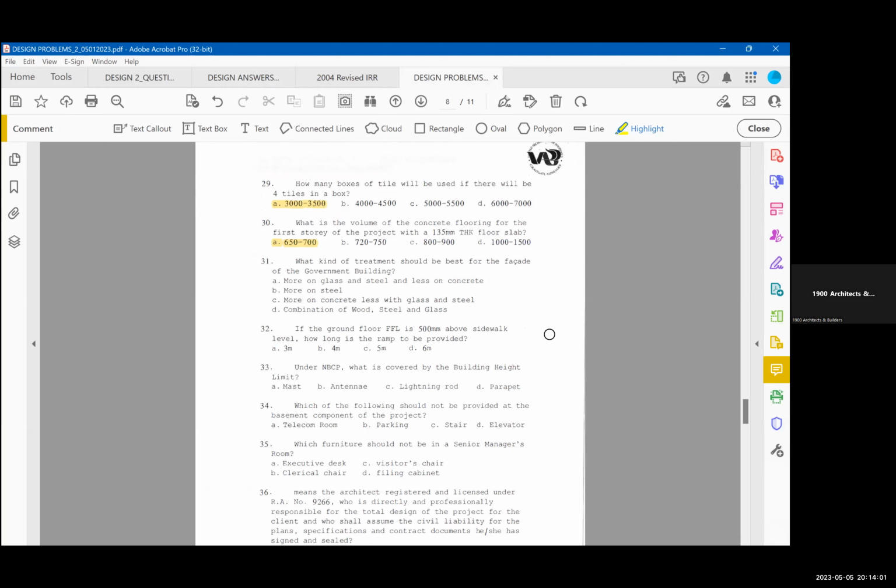Ito, tricky question na naman to. What should be the kind of treatment daw? Should be the government building. Ano bang government building ngayon? Or now, di ba, mas modernized na. So, hindi naman. So, what will be the best answer? So, actually, the answer here is letter A. So, more on glass and steel and less on concrete.